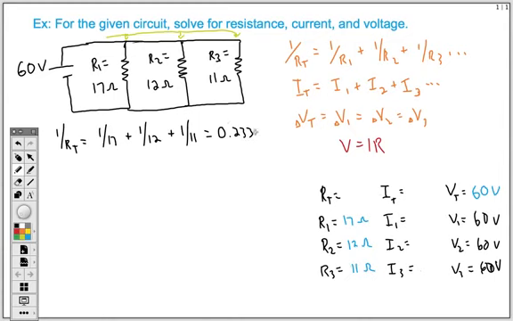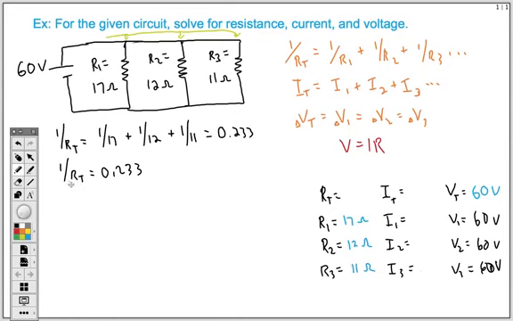Now, here's where a lot of students make their mistake. They think, oh, hey, I added all of these up. This right here is my total resistance. However, it is not your total resistance, because our total resistance is in the denominator of this fraction. It's a reciprocal. So we need to understand that this 0.233, we have to do something with it first before we get our total resistance.